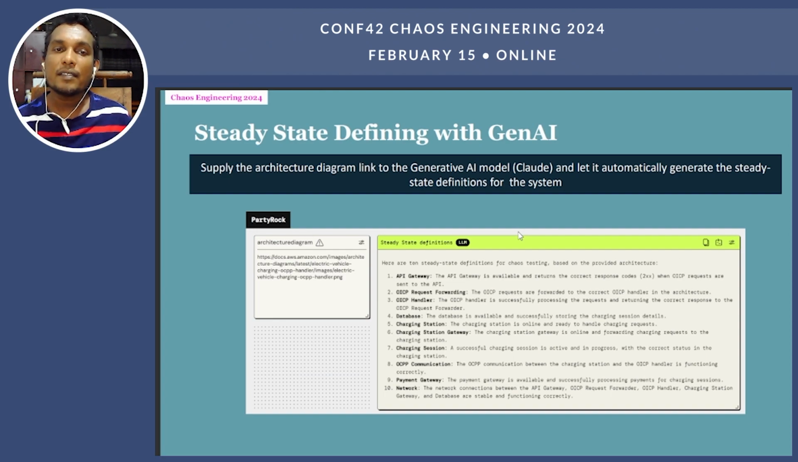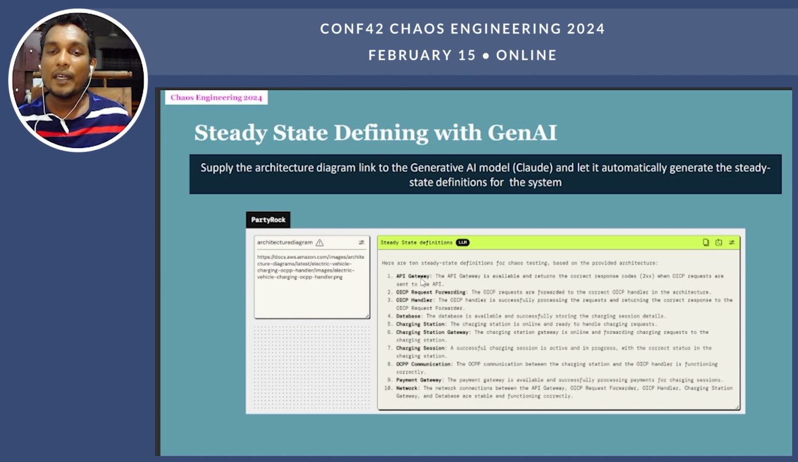So moving on, the next aspect is understanding the steady state of this application or system. Here again, I'm using PartyRock. I have given the architecture diagram link and asked it to come up with the steady state definition. What PartyRock, or the large language model, is producing is the steady state definitions.